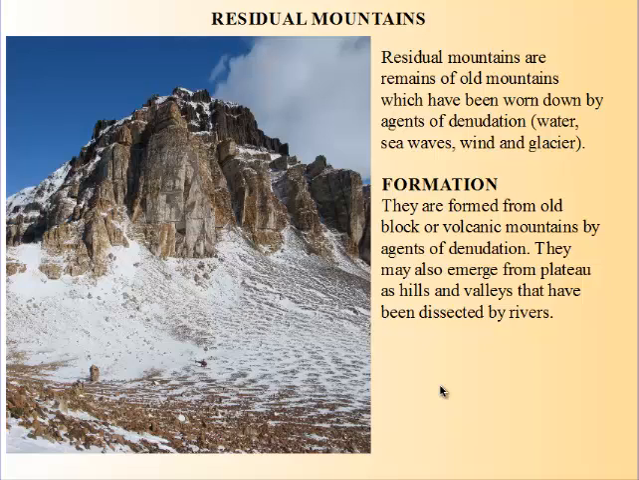Now let's look at how residual mountains are formed. They are formed from old block or volcanic mountains by the agents of denudation. We have already mentioned the agents of denudation. We said it includes water, sea waves, wind, and ice. Sometimes they also emerge from plateaux as hills and valleys that have been dissected by rivers. That is to say that sometimes rivers also are able to dissect plateaus or hills, causing the formation of residual mountains.